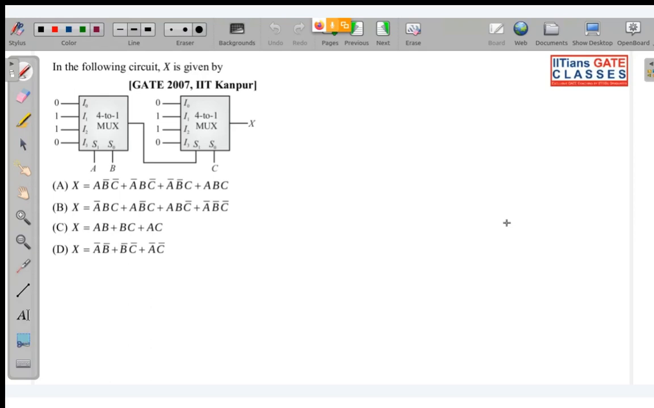Answers. This is a very, very simple question. Within 1 second, you can solve this question. Look very carefully. Once again, look. What is the input to this mux? 0110. This corresponds to the output of XOR gate. So you can write over here, this is A XOR B.